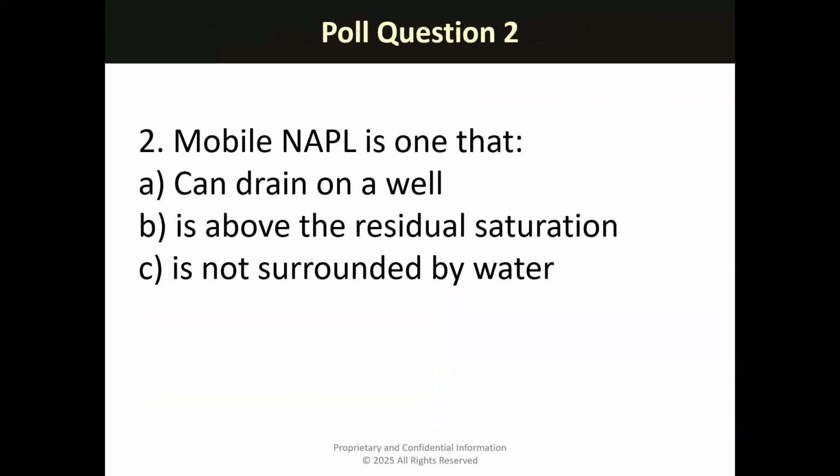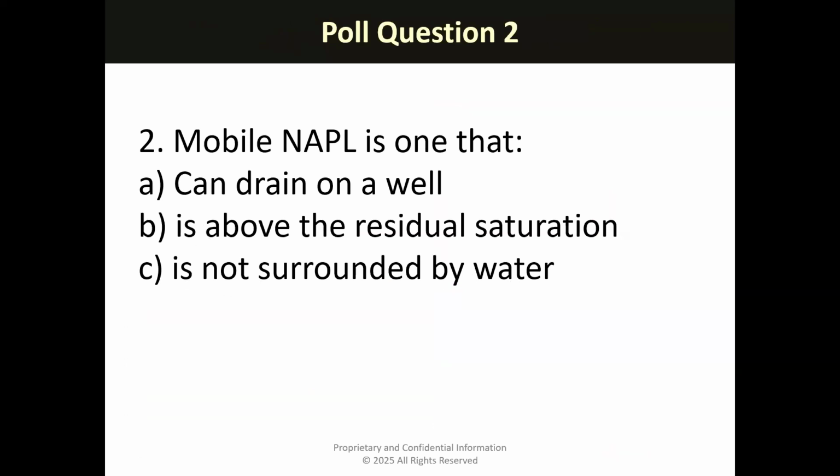So I'm launching the second question. There's two questions on that, but what you will see on the screen, only answer the first one. I made a mistake and I added two questions. So the first definition says the mobile NAPL can drain on a well. The second one is above the residual saturation. C is not surrounded by water.